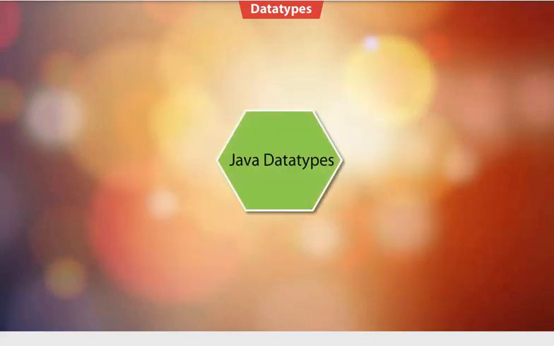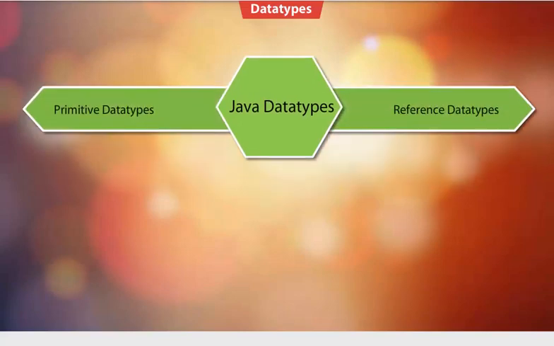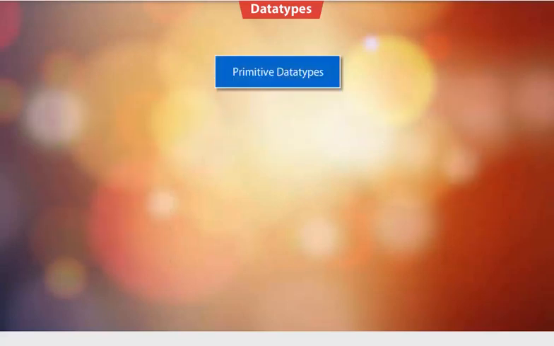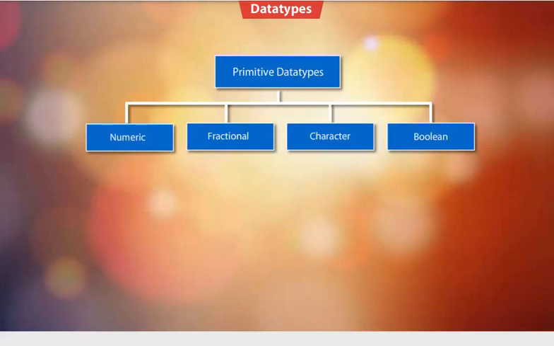Broadly, there are two data types in Java: primitive and reference. Primitive data types are inbuilt in Java. They can be grouped into four categories: numeric integral, fractional, character, and Boolean. Reference data types are constructed from primitive data types and include any instantiable classes, arrays, and interfaces. Let us look at the four categories of primitive data types in greater detail.